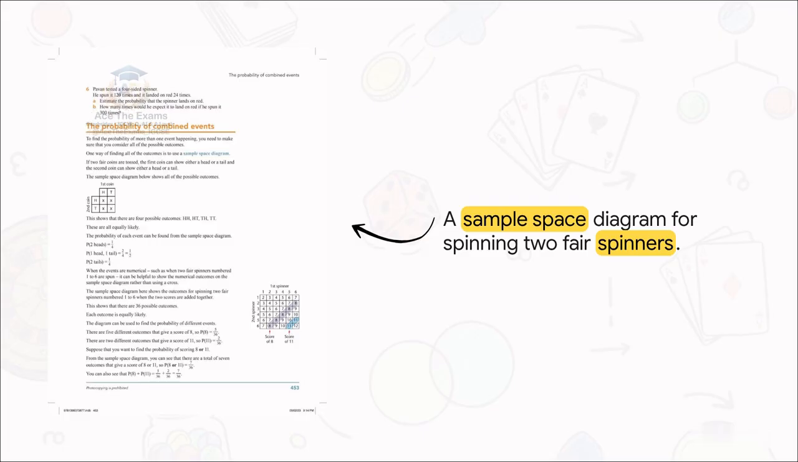Want the probability of rolling an 8? Just count the 8s on the grid. There are 5 of them, so it's 5 out of 36. Want an 8 or an 11? Since they're mutually exclusive, just add the 5 8s and the 2 11s. That's 7 out of 36.